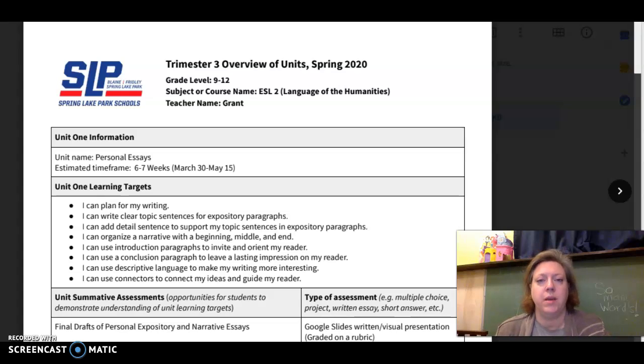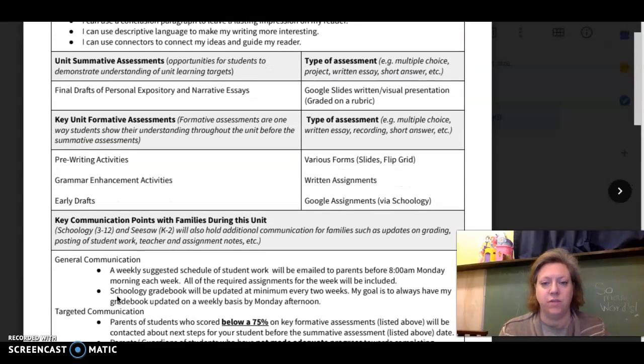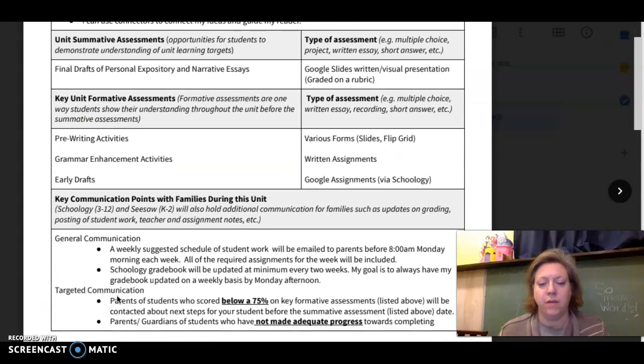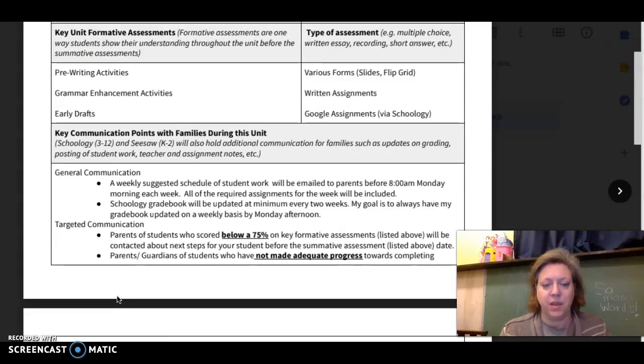The first one will be an expository essay where you're telling me about yourself in a couple of topic-oriented paragraphs, actually 3. And then you're going to be writing a narrative essay, and we're going to look at a couple drafts of each of those. We're going to start the pre-writing activities today.